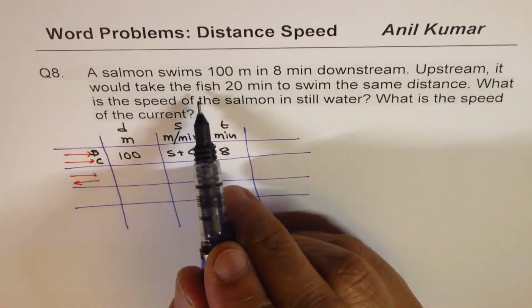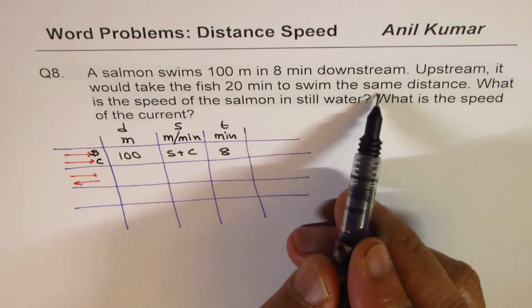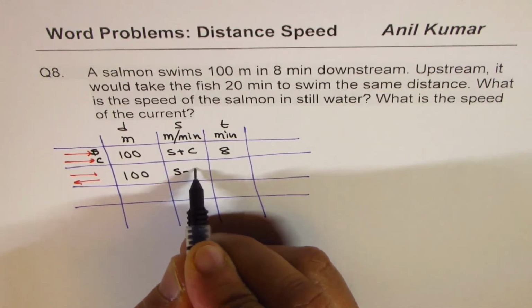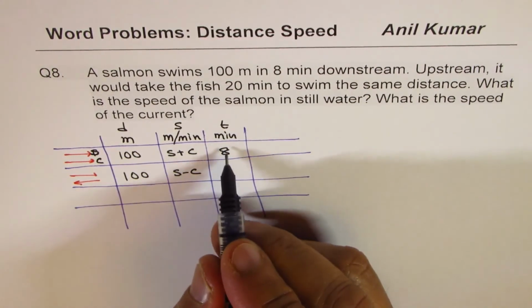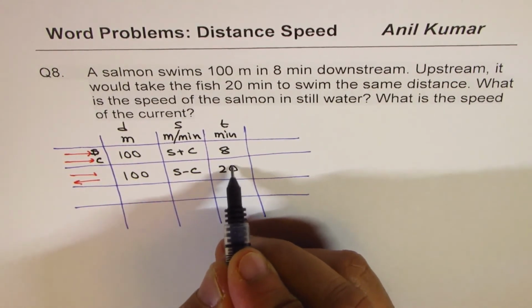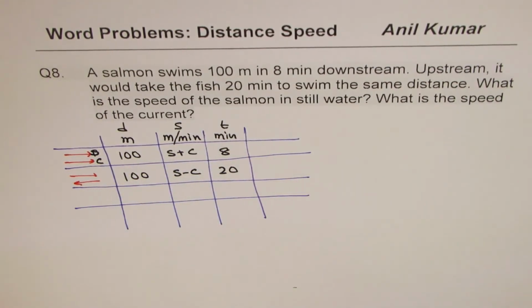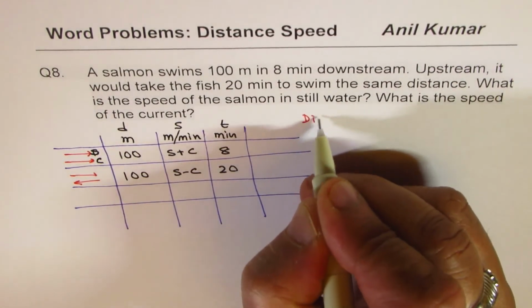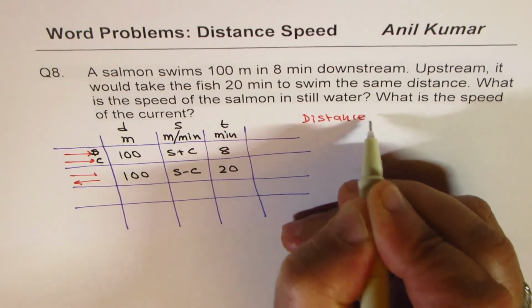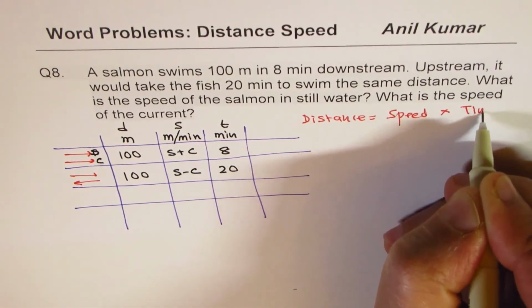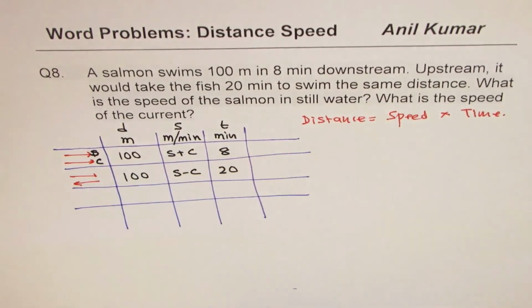Upstream, it would take the fish 20 minutes to swim the same distance. So distance is again 100. This will be take away, and this time taken will not be 8 but 20. Correct? So that gives you 2 equations. We know distance is speed times time. So those are the 2 equations.